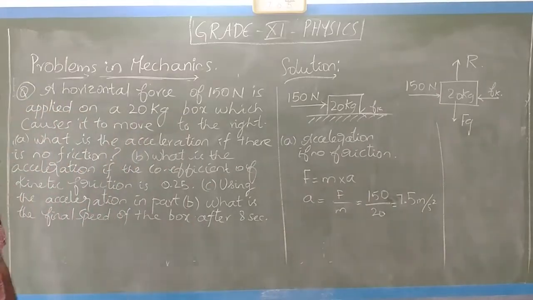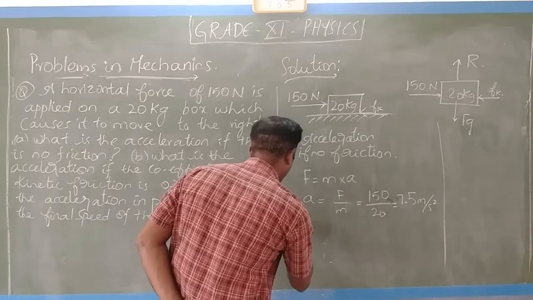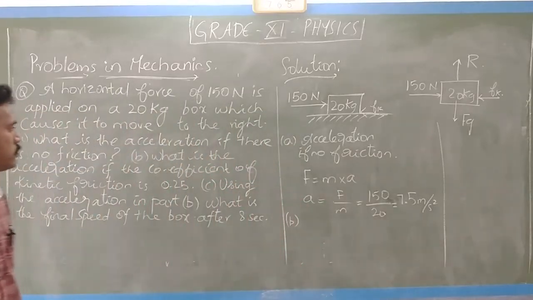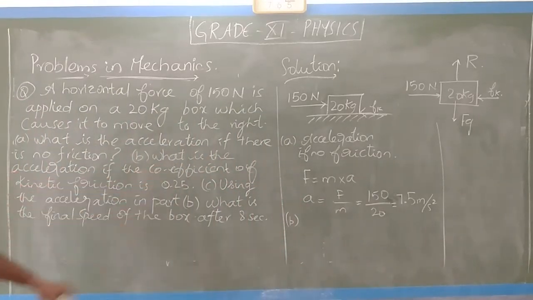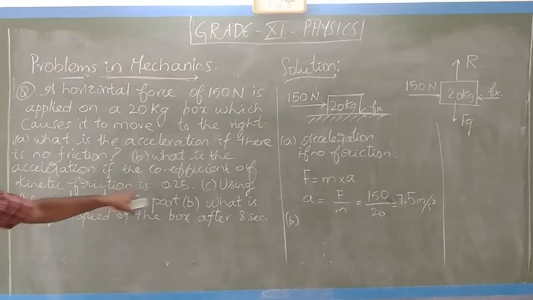Clear? Next one is part B. What is the acceleration if the coefficient of kinetic friction is 0.5?